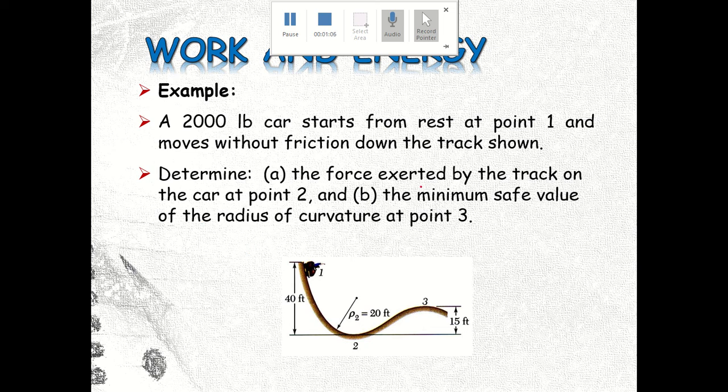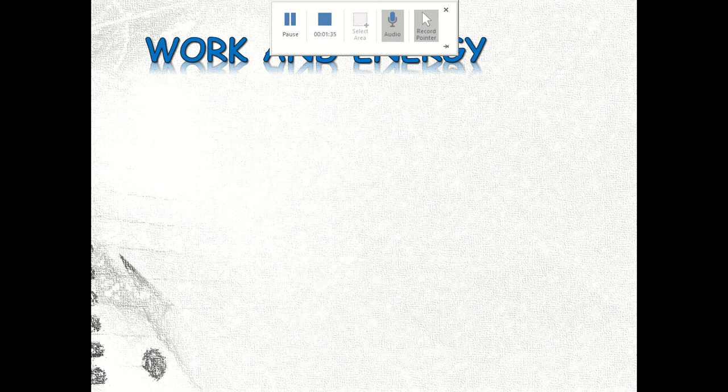Determine A, the force exerted by the truck on the car at point 2, so at this point here. And B, the minimum safe value of the radius of curvature at point 3. So the radius of curvature, we call it rho 3, at this point. Okay, so let's solve this problem.